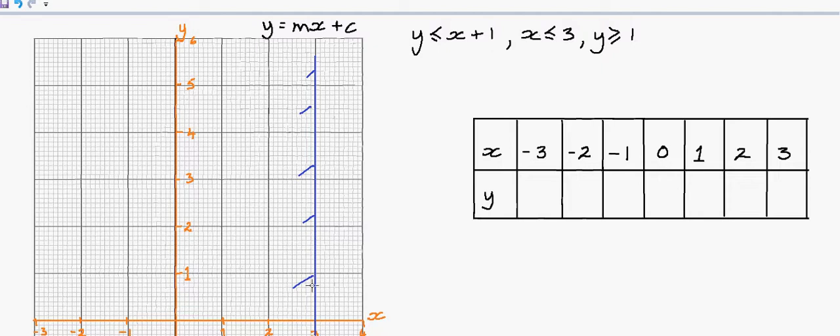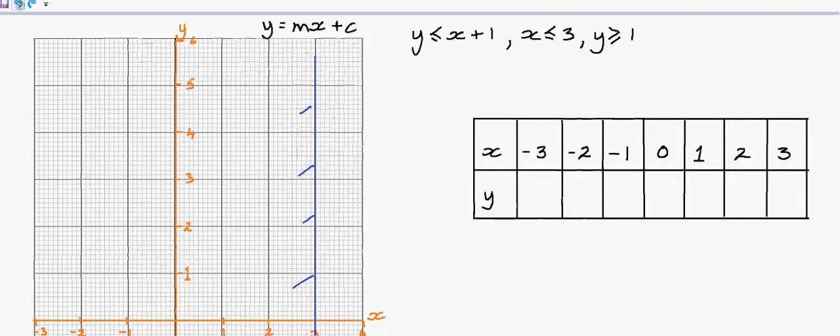Now if I put in where y equals 1, so anywhere here y equals 1. And we're saying where y is greater than 1. Okay, so y is greater than 1 anywhere above that line, because y is 2, 3, 4, 5, 6. It's greater than 1. So now I know that I'm only interested in this part of the graph. Okay, in this bit of the graph. That's all I'm interested in.